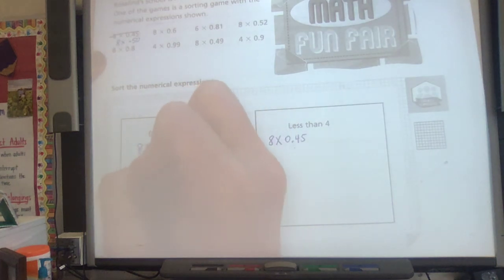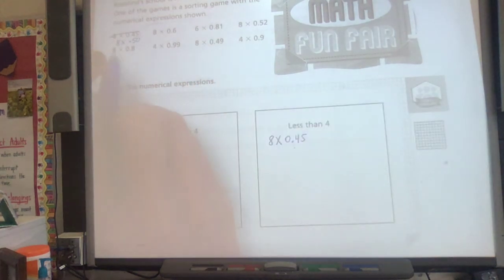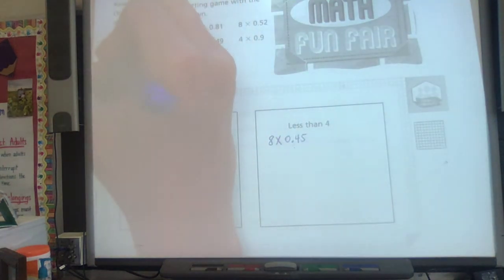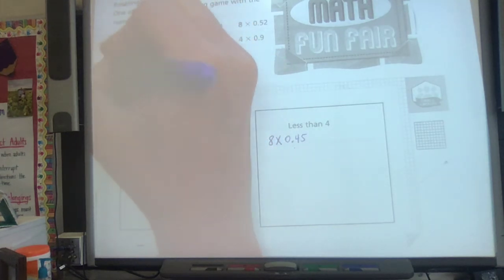Now, one thing I will tell you, if you're not sure, work it out. So let's work that one out real fast. And we haven't really started doing this, but still, we know that is 64.